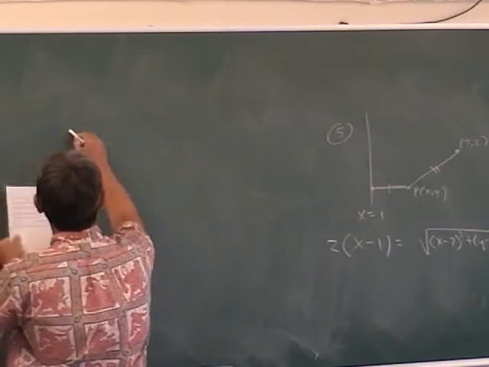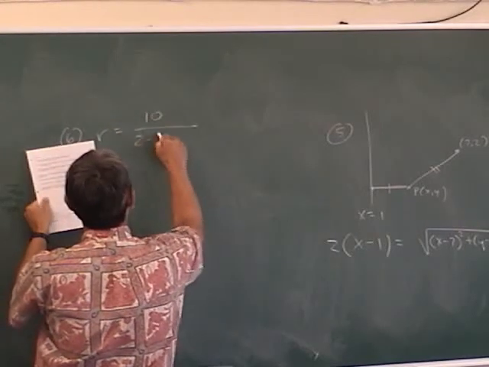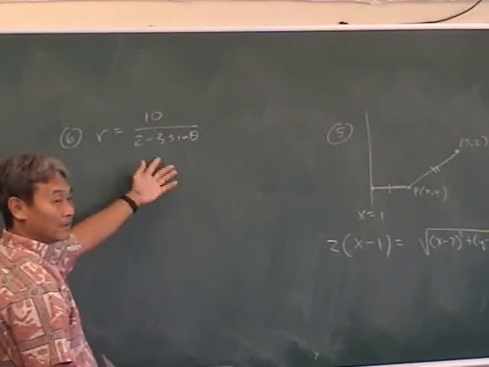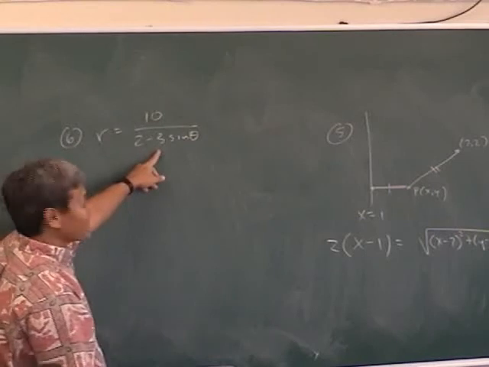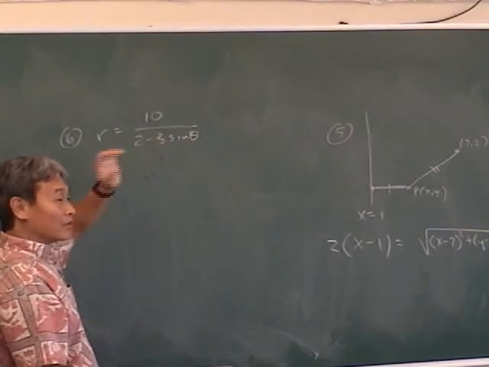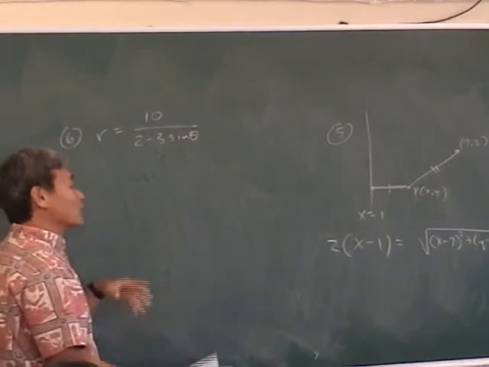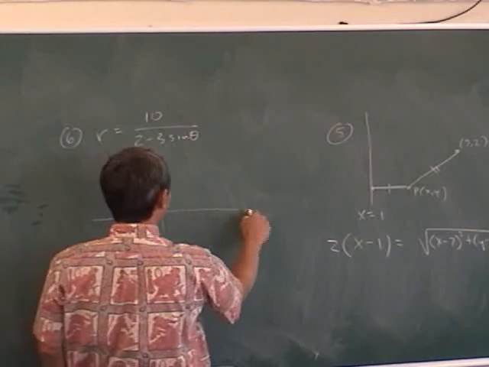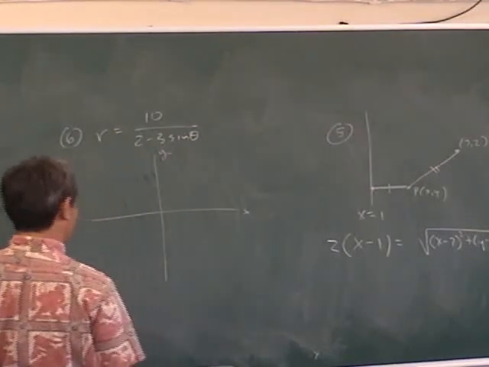Okay. Number 6. r equals 10 over 2 minus... How do I know that this is going to be a hyperbola? You said that yesterday. Because the eccentricity is 3 halves, which is bigger than 1. So you know it's going to be a hyperbola. But you really don't need to know that. All you got to do is plot the 4 quadrantal angles and all is right with the world. 0.